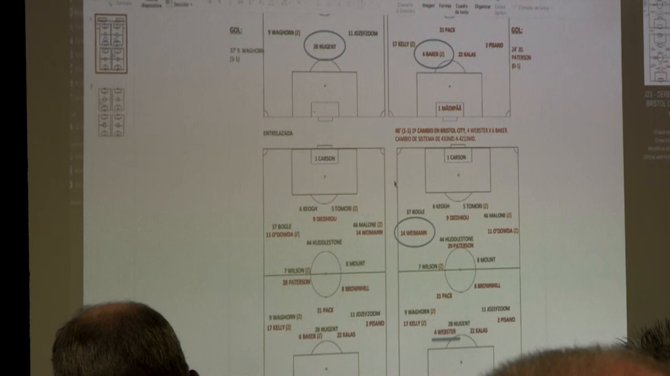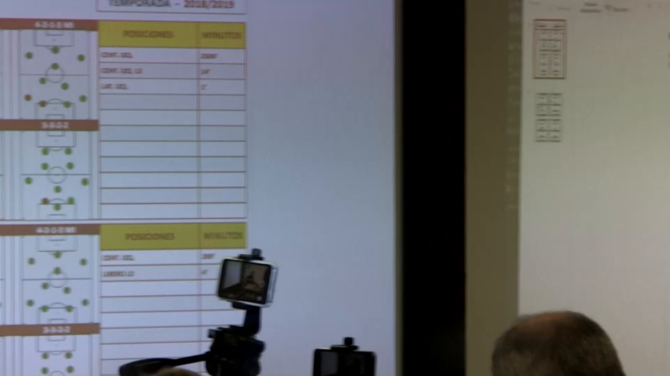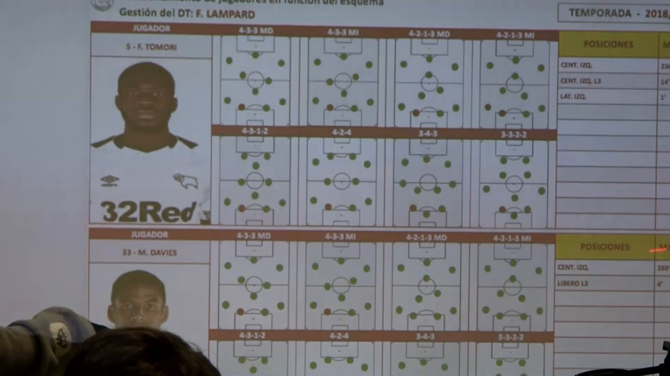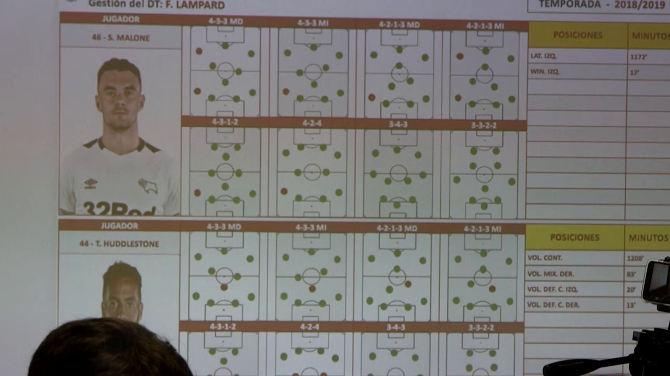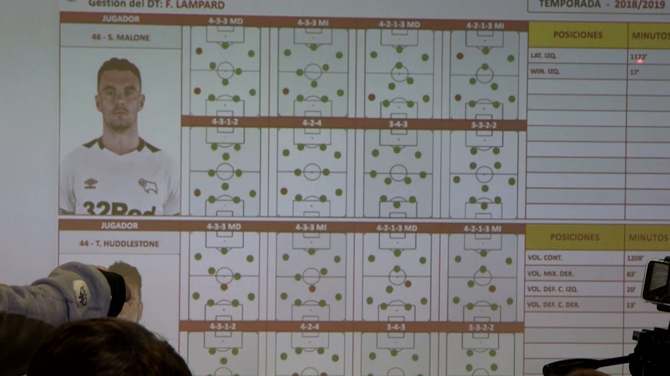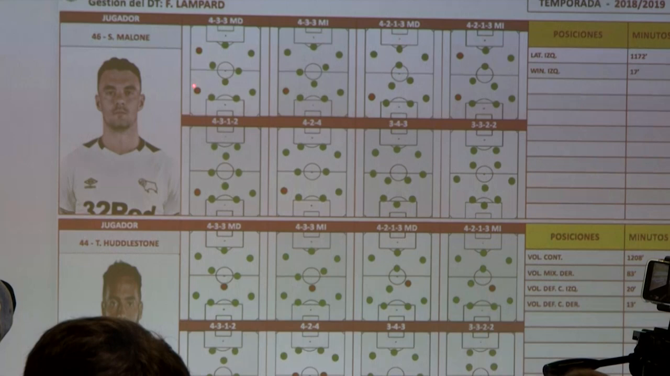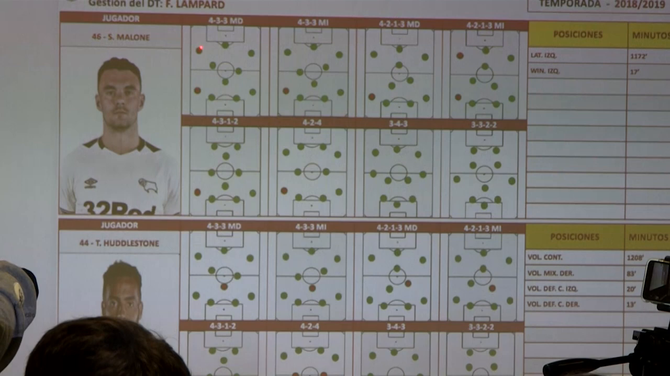So I watch each player, and I see how many minutes each player played in each position. Let's take Malón. He played 1172 minutes as a left back, and 17 minutes as a left winger.